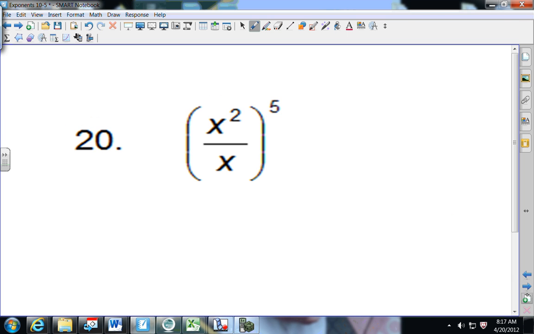Next, right here. Pause the video, come back and see how you do. All right, I have a 1 right here. These bases inside here are the same. They're both x's. So I take 2 minus 1, and I get x to the first power, but it's all still to the fifth power. Well, 1 times 5, x to the fifth power.